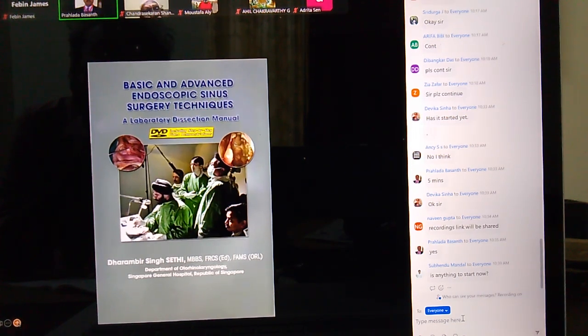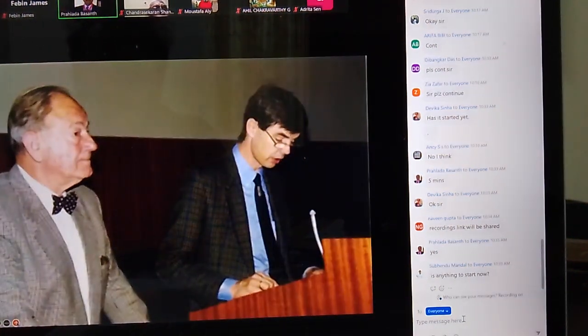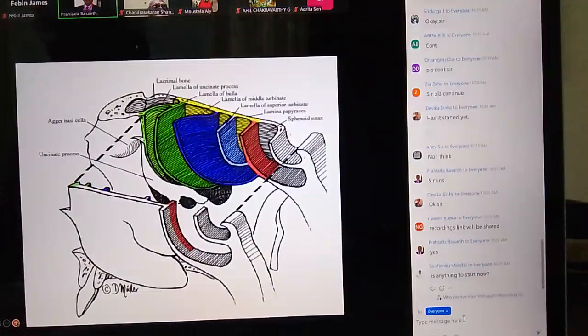And also the radiology and progress. Of course, we should remember these two gentlemen. One is Stammberger and his guru, Messerklinger, who revolutionized endoscopic sinus surgery.